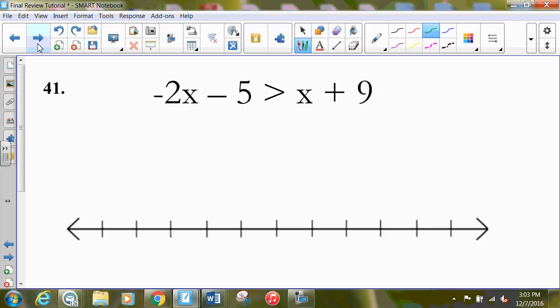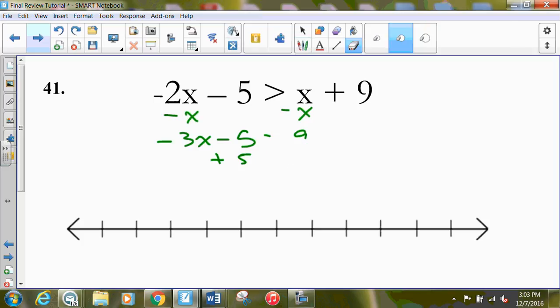Okay, let's go ahead and get our x's together. I'm going to subtract x from both sides. So I'll get -3x minus 5. I'm going to add 5 to both sides. I added 5 to that side, and I need to add 5 to this side. So let's see, -3x is greater than 14.